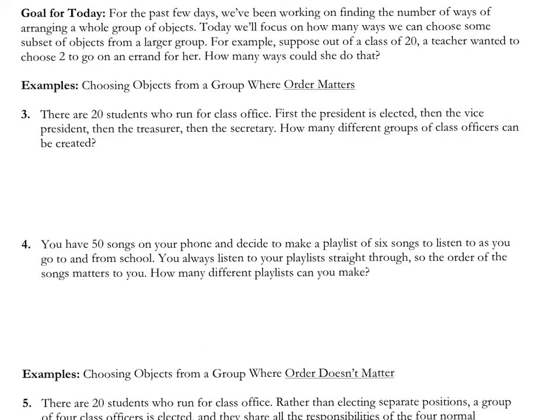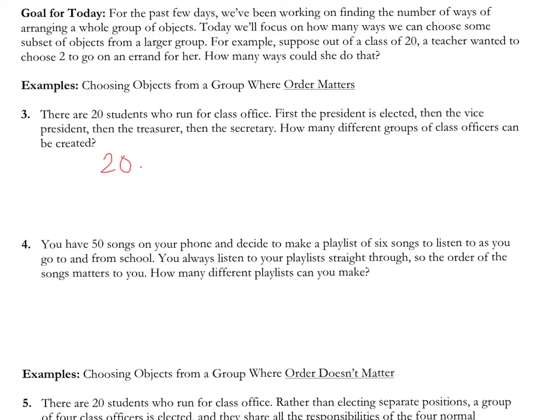So there are 20 students who run for class office. First, the president is elected, then the vice president, then the treasurer, then the secretary. The question is, how many different groups of class officers can be created? So, imagine we take the entire 20 students and we first elect the president. Well, how many ways are there of picking the president? Well, there are 20, since there are 20 students who are running for class office.